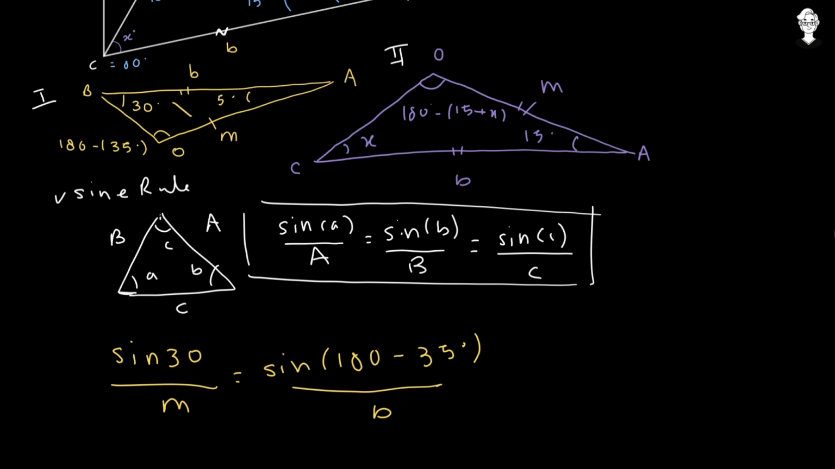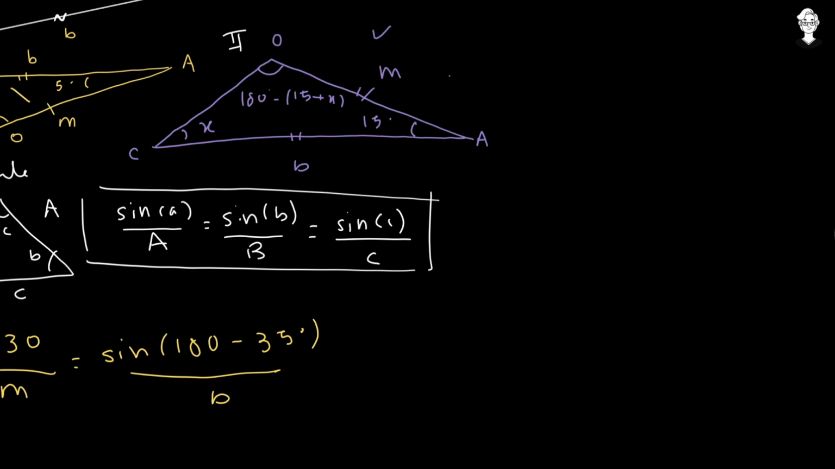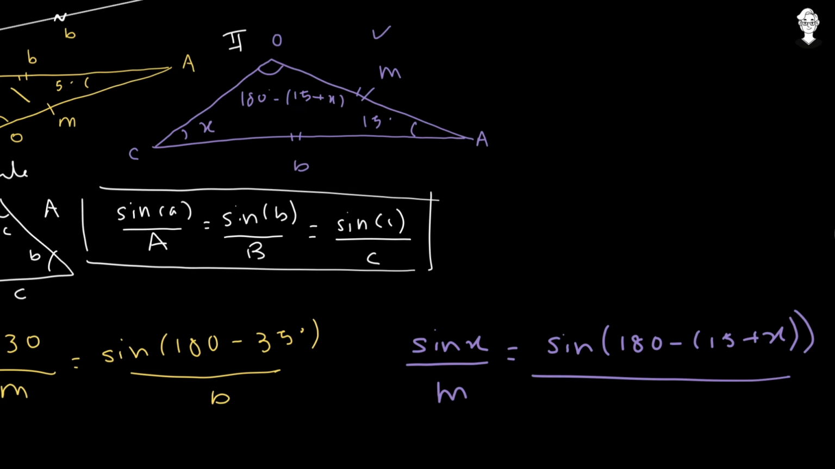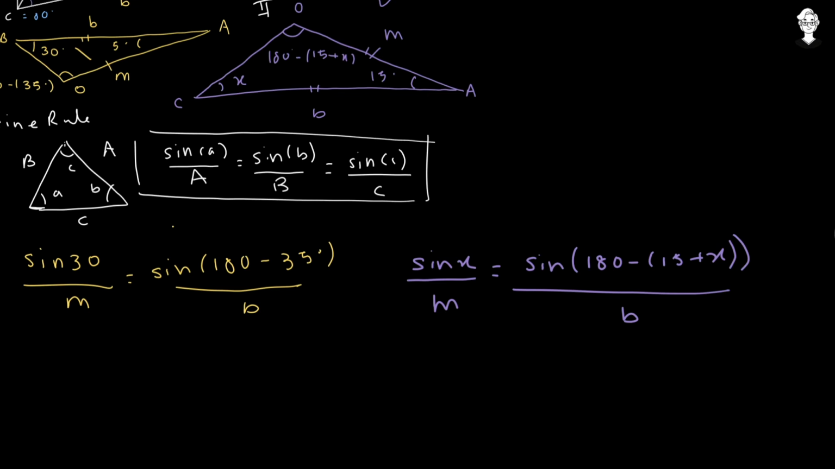Now we are not going to compare the third ratio because that is not required, and it's all okay to even compare two ratios. Now let us apply the sine rule in our second triangle. Therefore, sine of X degree upon its opposite side, that is M, would be equal to sine of 180 degree minus 15 plus X upon its opposite side, that is B. So now we have this and this particular ratio, and to move further we will use the trigonometric identities.